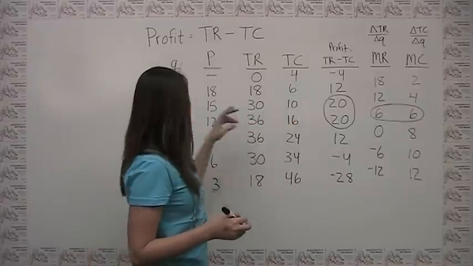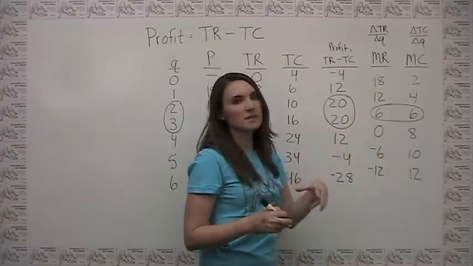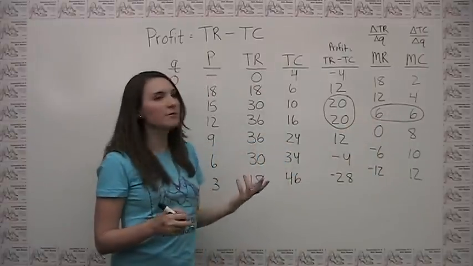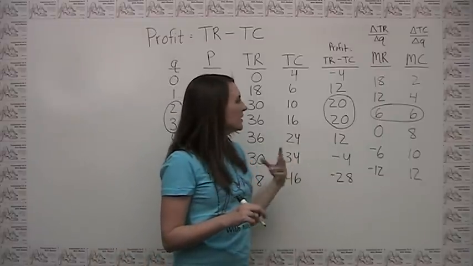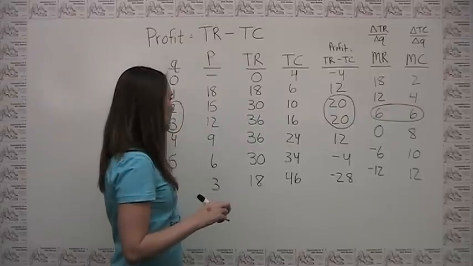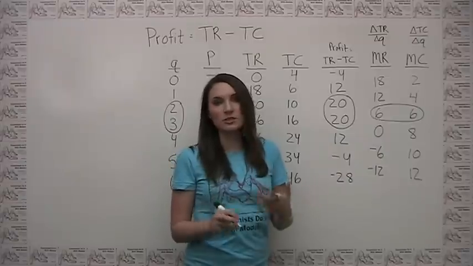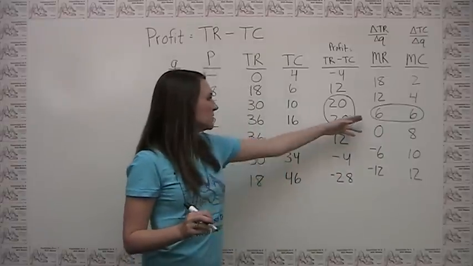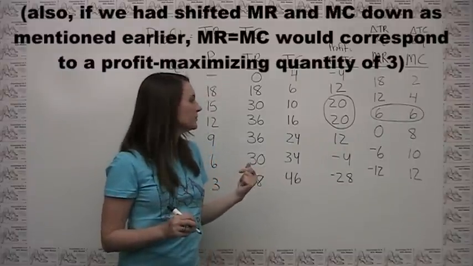Now when we get to this third unit here, we say, well, producing this third unit brought in $6 in revenue, but it also cost us $6 to make. Technically speaking, we're kind of indifferent as to whether or not we produce this third unit, but in most cases we just say, sure, why not? We'll produce this unit as long as marginal revenue is at least as big as marginal cost.